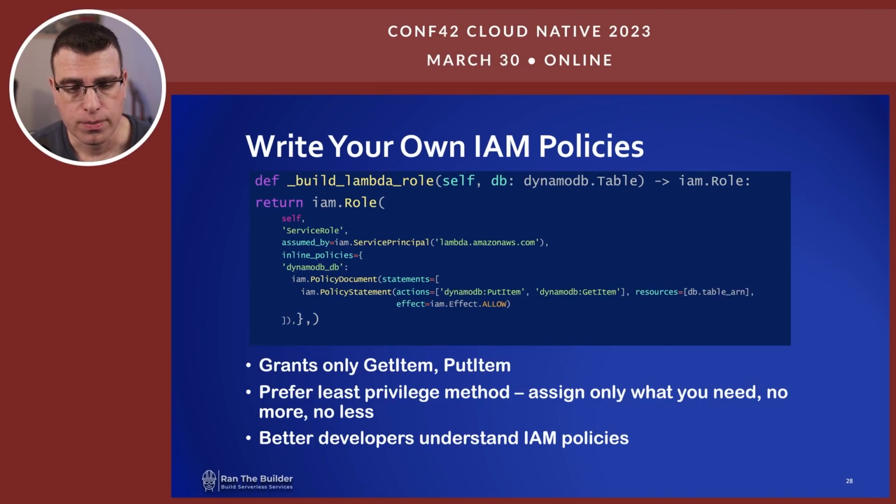So what you should do is use the CDK to write your own inline policies. This way you understand the IAM policies better. You write a policy document and a policy statement. You say, I want to have only PutItem and GetItem on a specific resource, my specific table ARN, right? You're not going to use an asterisk here, and I'm going to allow it. This way we have just the permissions that we wanted. And I think it's going to make you a better developer since you understand IAM policies better.